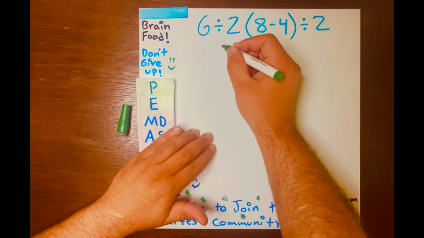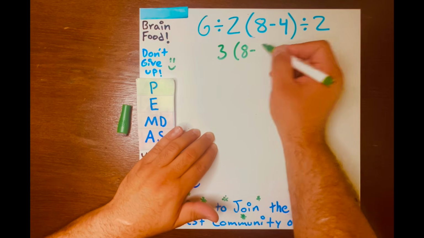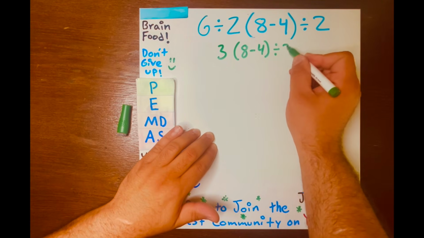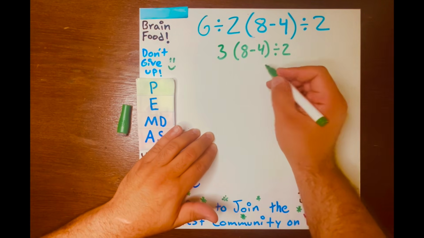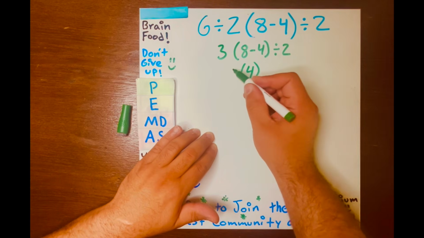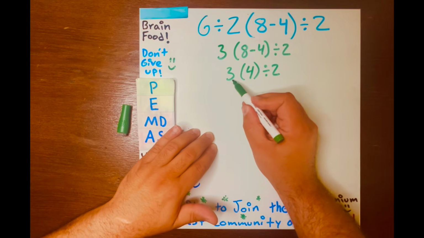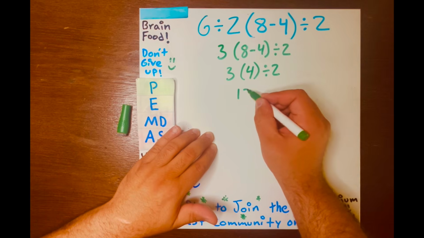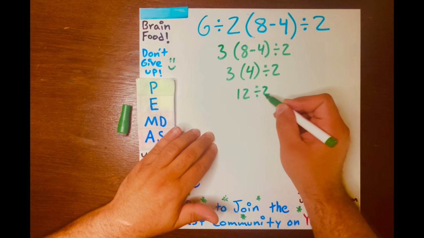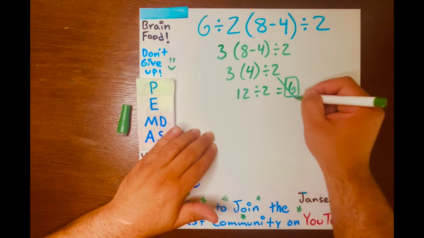6 divided by 2 equals 3. Next, drop the 8 minus 4 in parentheses and drop the divided by 2. 8 minus 4 equals 4. Keep the parentheses, drop the 3 and drop the divided by 2. 3 times 4 equals 12. Drop the divided by 2, and 12 divided by 2 equals 6. And the answer is not 6.